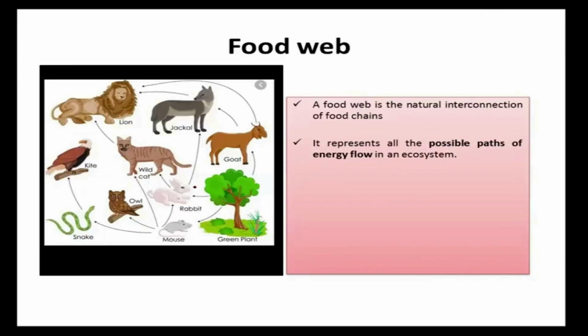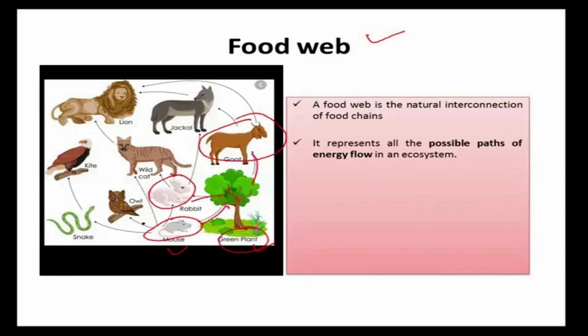Next is the food web. When we combine several food chains, it becomes a food web. For example, this is a green plant, and this mouse has eaten this green plant. This green plant will not only be consumed by the mouse, it can be consumed by the rabbit, it can be consumed by the goat. So three food chains have been formed here.